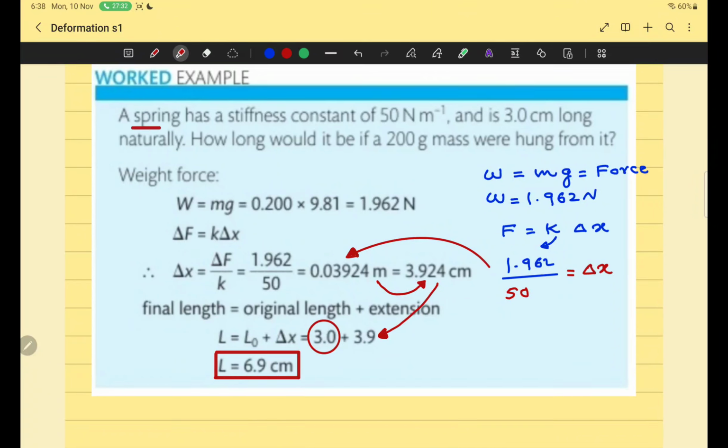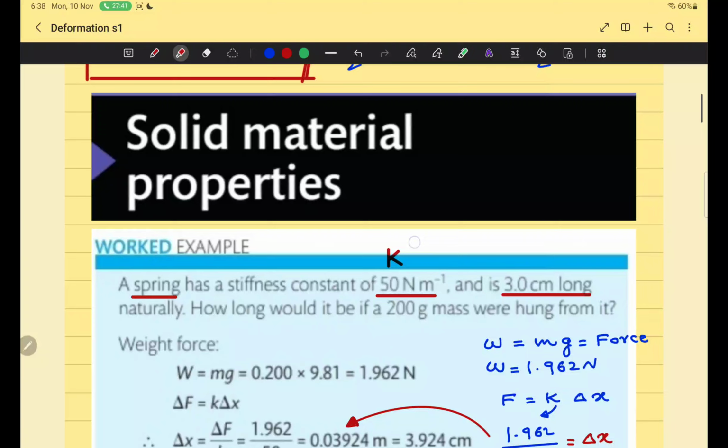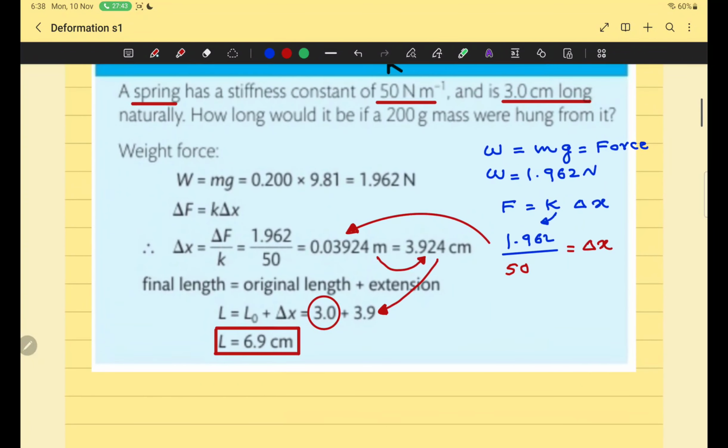सर, एक स्प्रिंग है. स्प्रिंग का कांस्टेंट डिनोटेड बाय के, एंड दिस स्प्रिंग इज 3 सेंटीमीटर लॉन्ग. ठीक है ना? तो कंसीडर आई एम ड्राइंग अ स्प्रिंग. दिस स्प्रिंग इज 3 सेंटीमीटर लॉन्ग.